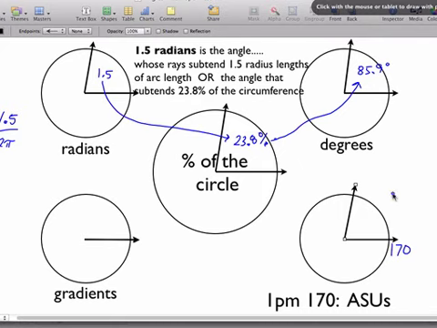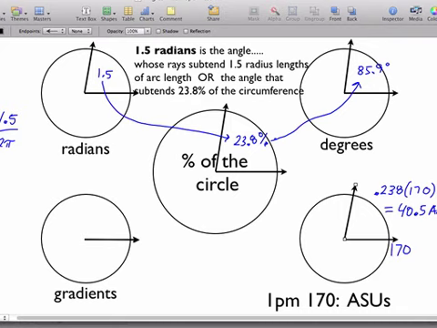So to get the number of ASUs, what are we going to do? We'll find the percent as a fraction. Yeah, we want that same percent of the circle. So 0.238 times 170. We want the same percent of 170 that 1.5 is of a full circle, or 1.5 is of 2 pi. Tell me what it is again? 40.46. 40.5 ASUs.